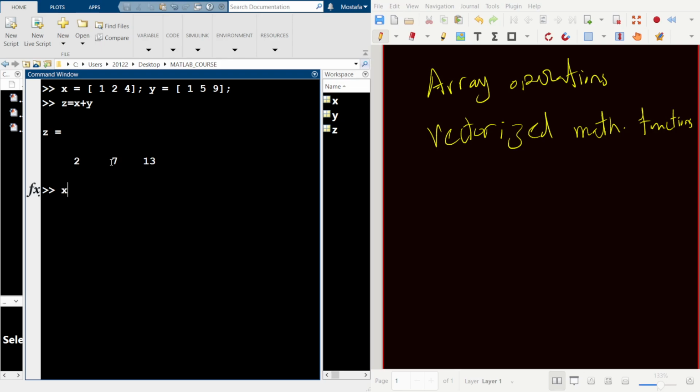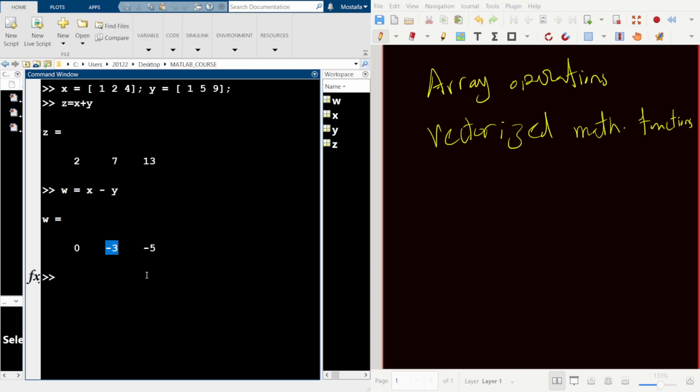I can do the same thing with subtraction. So I can do X minus Y. Let's say this is an array W. And when we do this, again, we get an element-wise subtraction. So it's 1 minus 1, that gives me 0. 2 minus 5, and that gives me -3, and so on. So these are what we call element-wise subtraction.